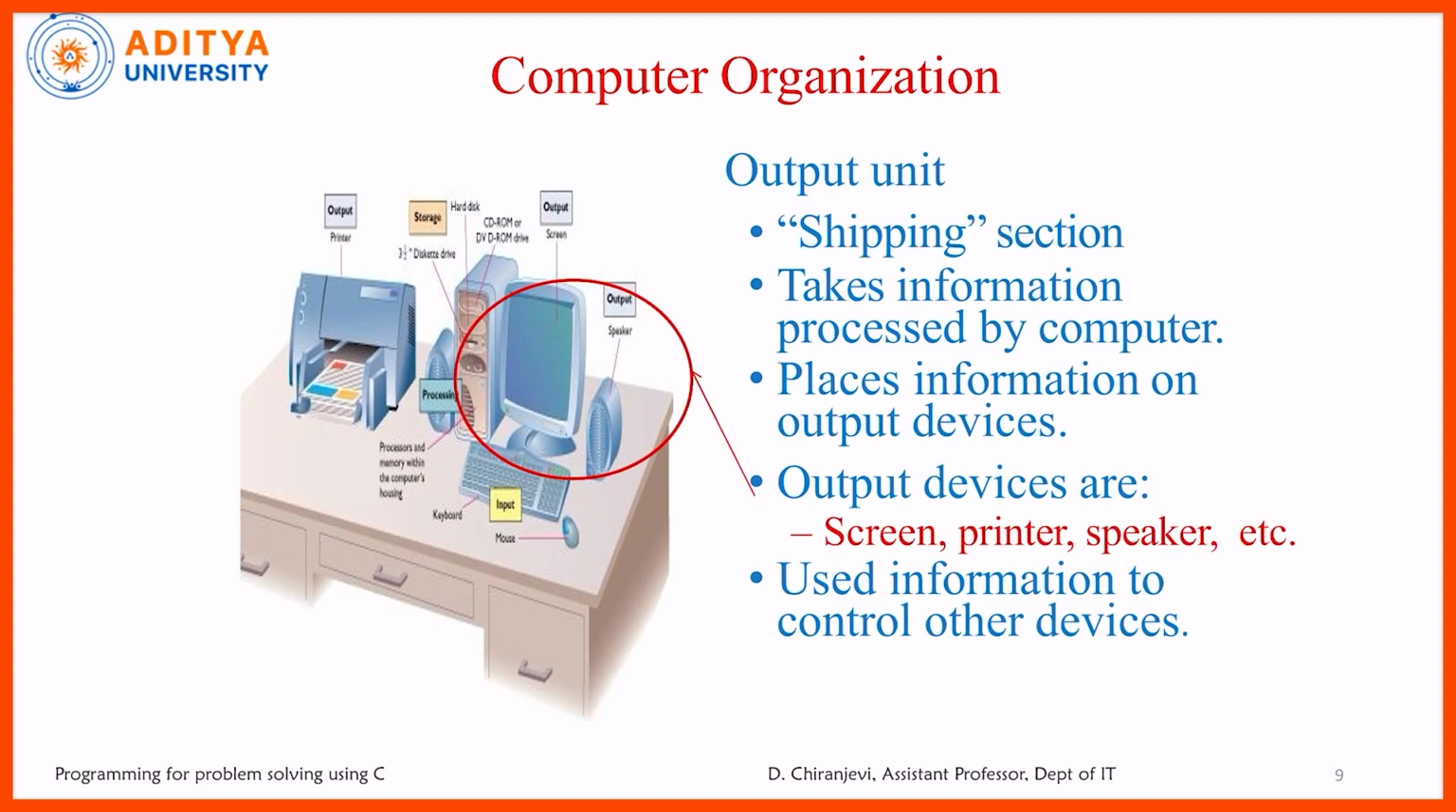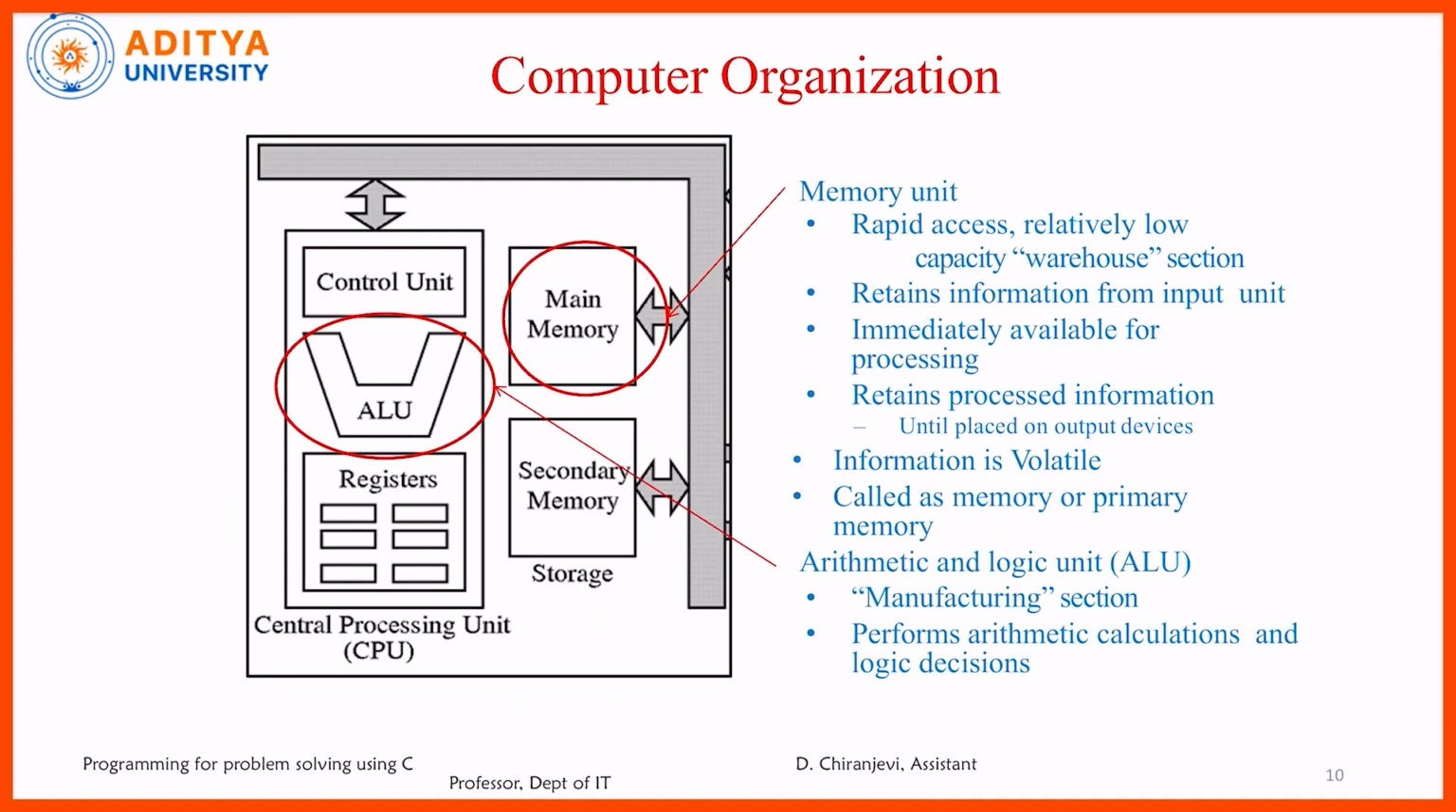Output unit. This is the shipping section. The output unit is also known as the shipping section. Here the data is processed by the computer and displayed on the monitor. Examples are screen, printer, speaker, etc. And next is memory, that is primary memory. Primary memory is also known as main memory. An example of main memory is RAM.